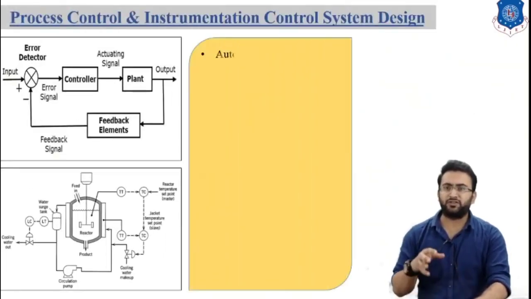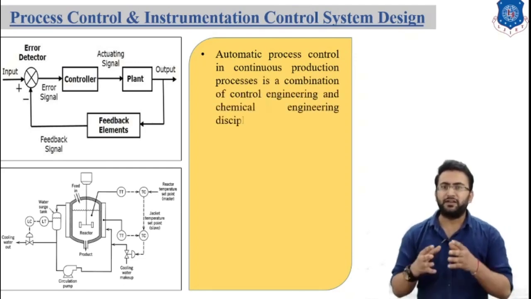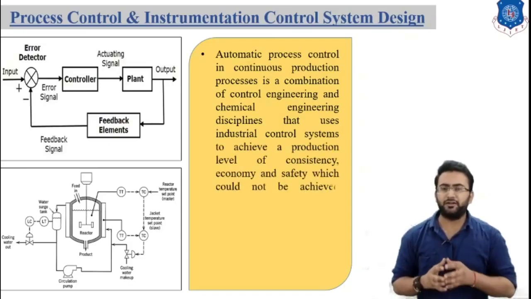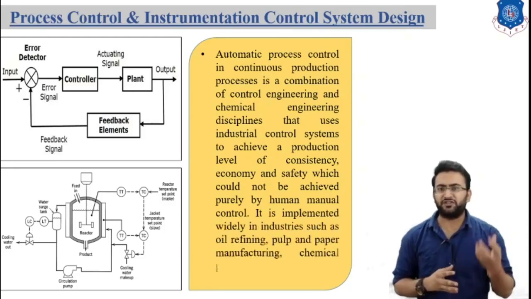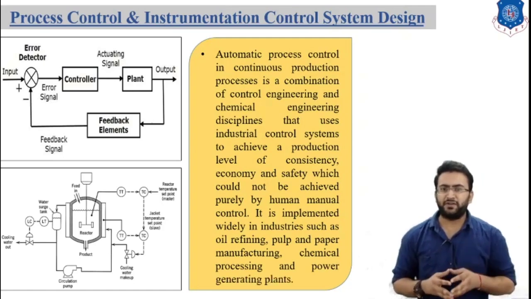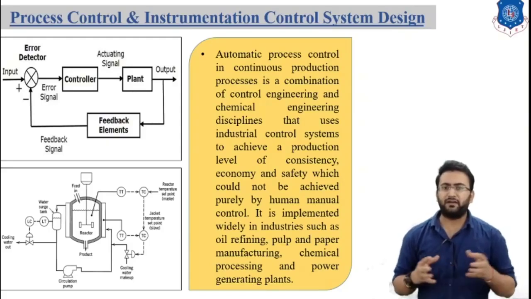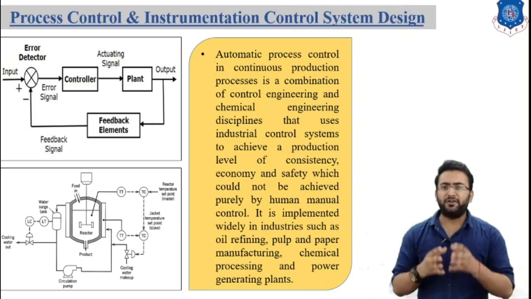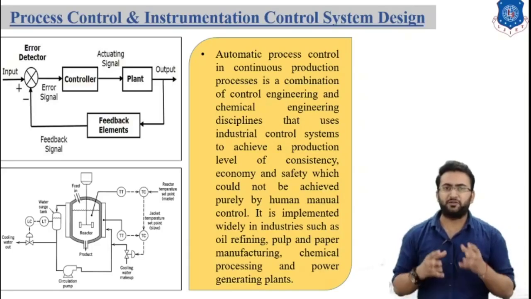Now let's talk about process control and instrumentation control system design. Automatic process control in continuous production processes is a combination of control engineering and chemical engineering disciplines that uses industrial control systems to achieve a production level of consistency, economy and safety which could not be achieved purely by human manual control. It is implemented widely in industries such as oil refineries, pulp and paper industries, chemical processing industries and power generating plants. So this is all about process control and instrumentation control system design.